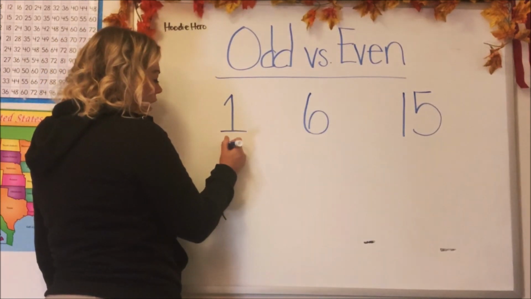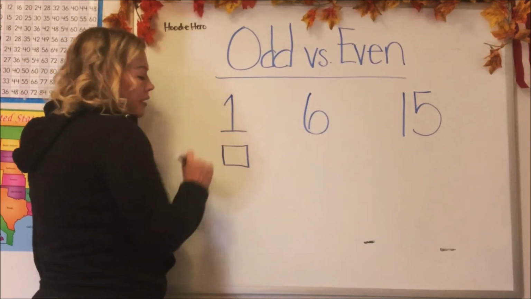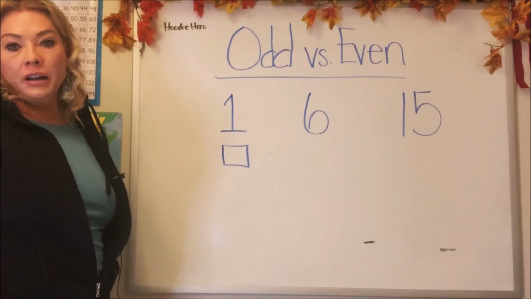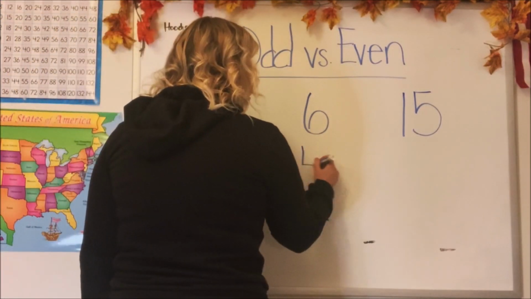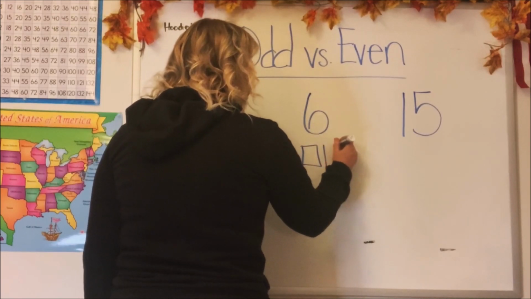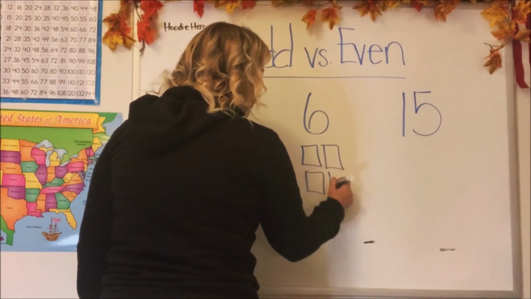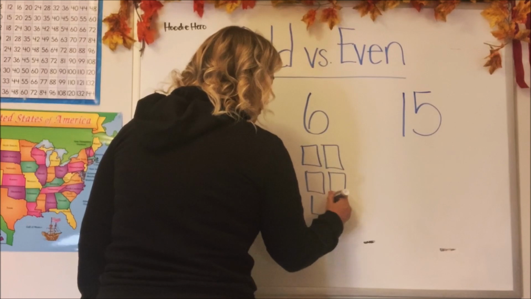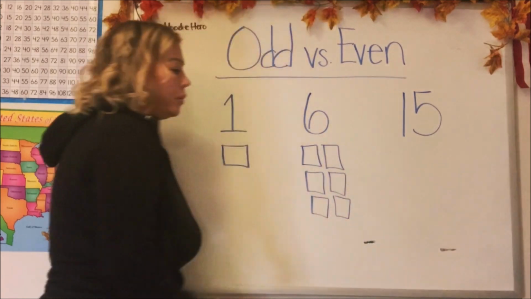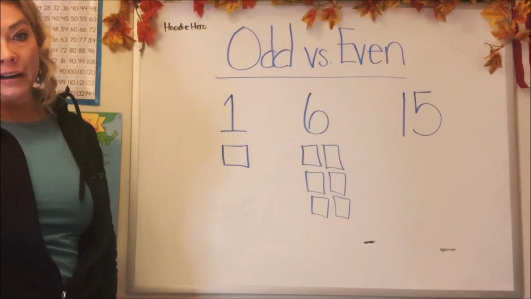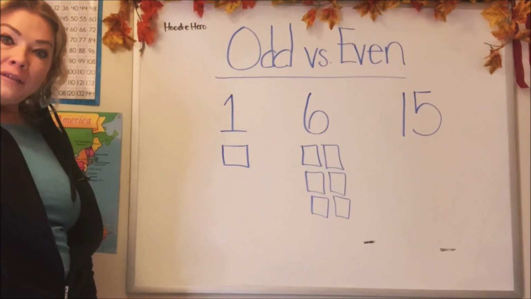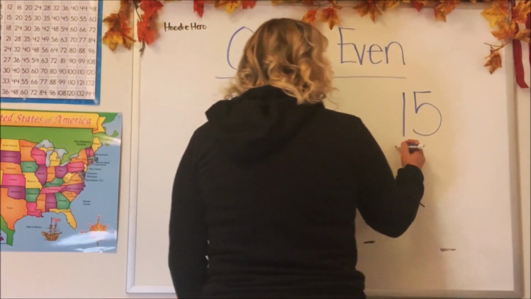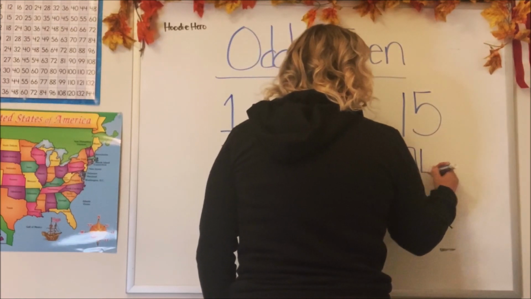So this is just 1. That's easy. I just drew 1 block, okay? This is 6. Let's draw 6 blocks. And what I'm going to do is draw the blocks in pairs of 2. I'm always going to give each block a friend, okay, if I can. And the last number is 15. Let's draw 15 blocks.